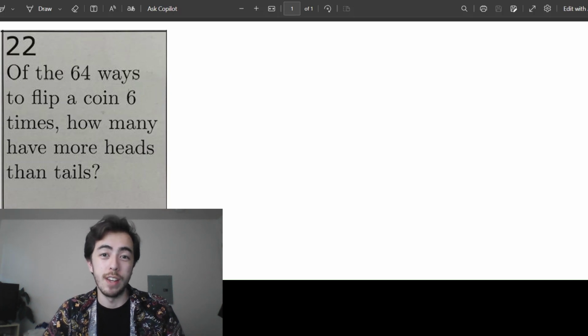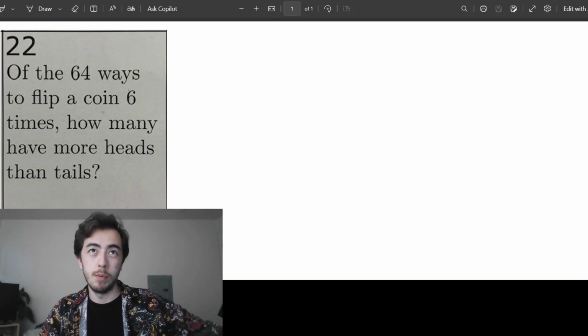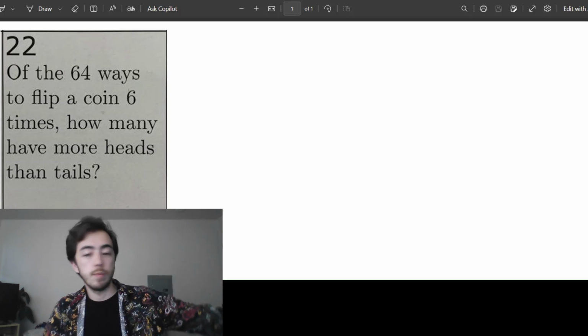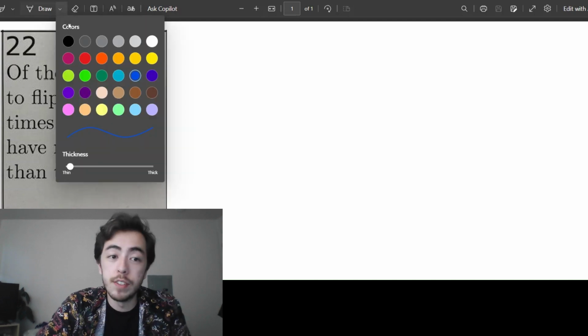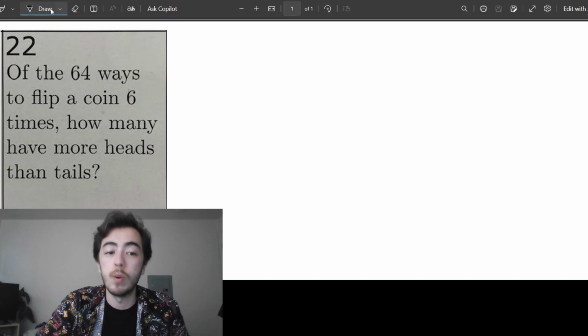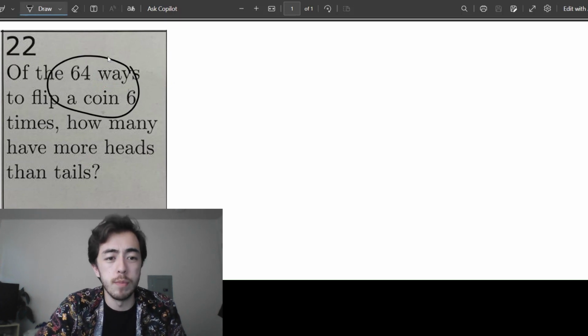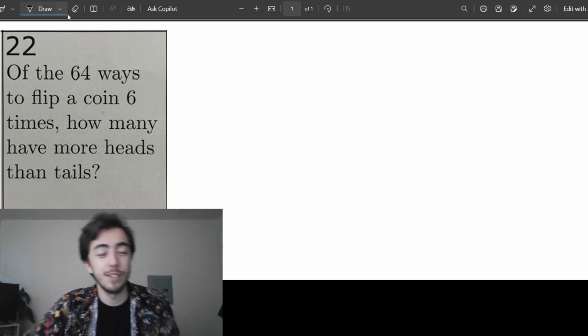Today is July 22nd, and we're solving problem number 203 from the Daily Epsilon calendar. Of the 64 ways to flip a coin 6 times, how many have more heads than tails? So I think first let's confirm that the 64 actually is correct.